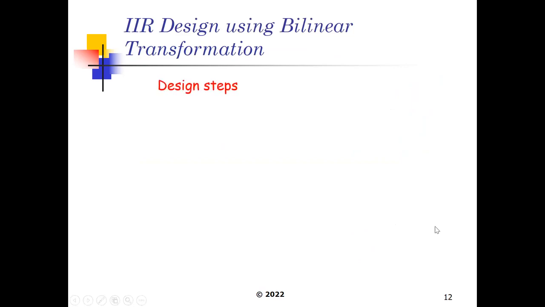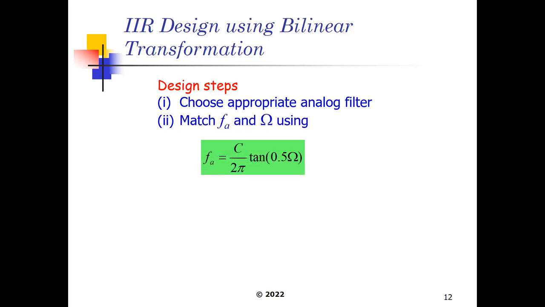So the design steps are like this. First, as with all the designs before, you choose an appropriate analog filter, from online, your text, or your own experience, one that behaves how you want it to behave. Then you select a particular frequency in that analog filter's response, which we call FA, and we design a digital filter to map FA to a frequency that we choose in the frequency domain. The mapping is through this particular relationship here.